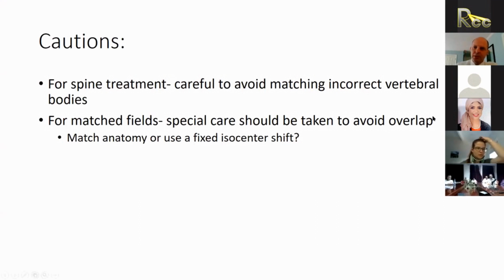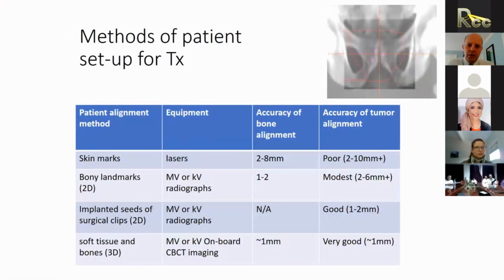So it's something to just be cautious about. So here's just a table showing different methods of patient setup for treatment and the typical accuracy for those. For instance, we can align the patient based on skin marks, bony anatomy, fiducial markers, and soft tissue, and what that requires: lasers, MV or kV radiographs, and then cone beam CT.